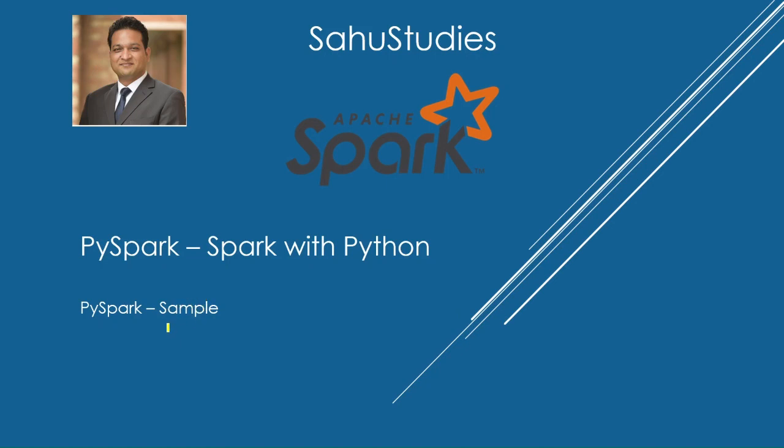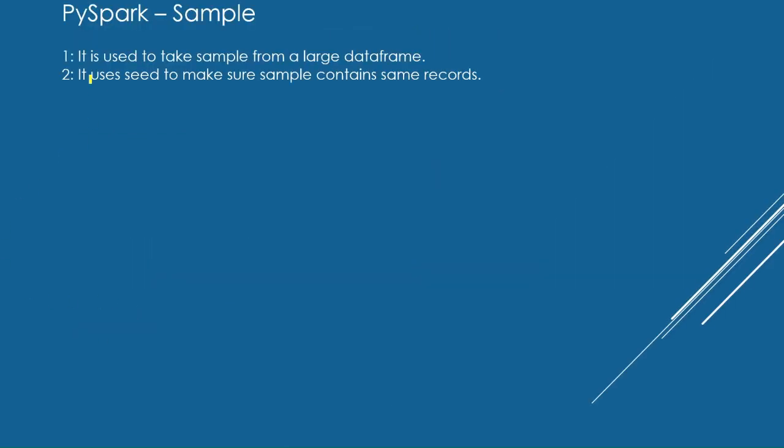In this video, we are going to see how the sample function works in PySpark. So the question is, why are we using the sample function in PySpark? It is used to take a sample from a large data frame. Suppose you have millions of records and you want to perform a certain kind of activity on a very small subset of the data. With the help of a simple function, we create a subset from very large data. So that's why we are using sample.